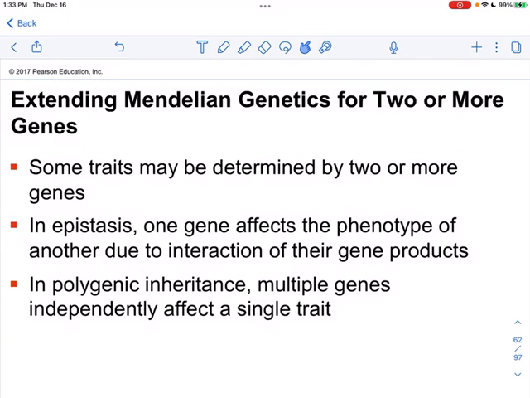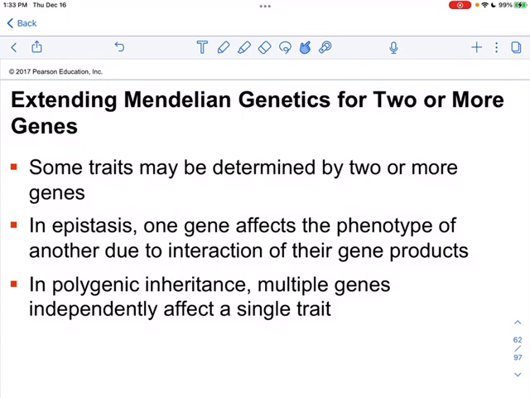There's also some traits that can be determined by two or more genes. So we also have what's called polygenic inheritance. And this is where multiple genes can independently affect a single trait. We also have another category of two genes that are impacting a single trait that's a little different from polygenic inheritance, and instead, it's what's referred to as epistasis. And epistasis is where one gene affects the phenotype of another gene due to how their gene products interact.